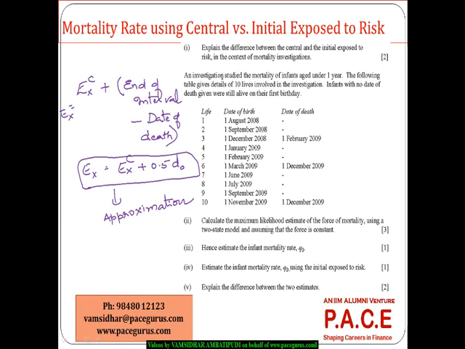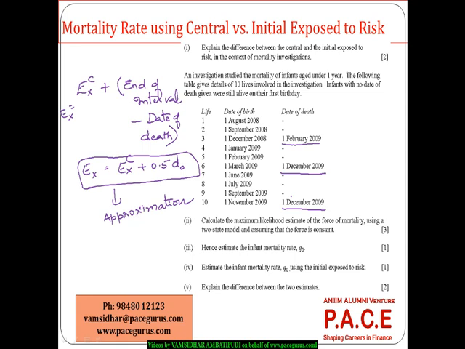So whenever we are looking at the central exposed to risk, I only observe until the time of death. But when I am looking at the initial exposed to risk, my observation is initial. So I am not bothered about their deaths in between. I am more bothered about what is the amount of time these particular parties are going to spend as a part of the observation process. All right. So we'll use this numerical to try to understand the differences very clearly.